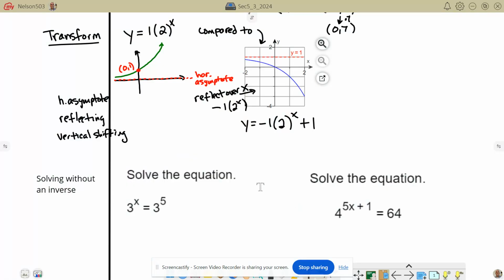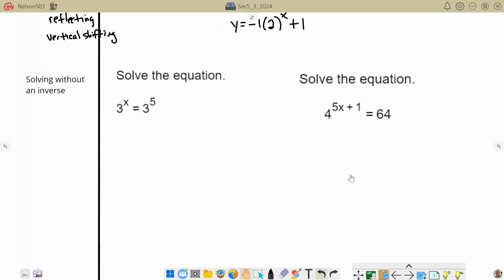All right, the last bunch of problems. We're going to be trying to solve exponential functions without an inverse. Yes, that's right. So it's actually, how should I say this, a little confusing.